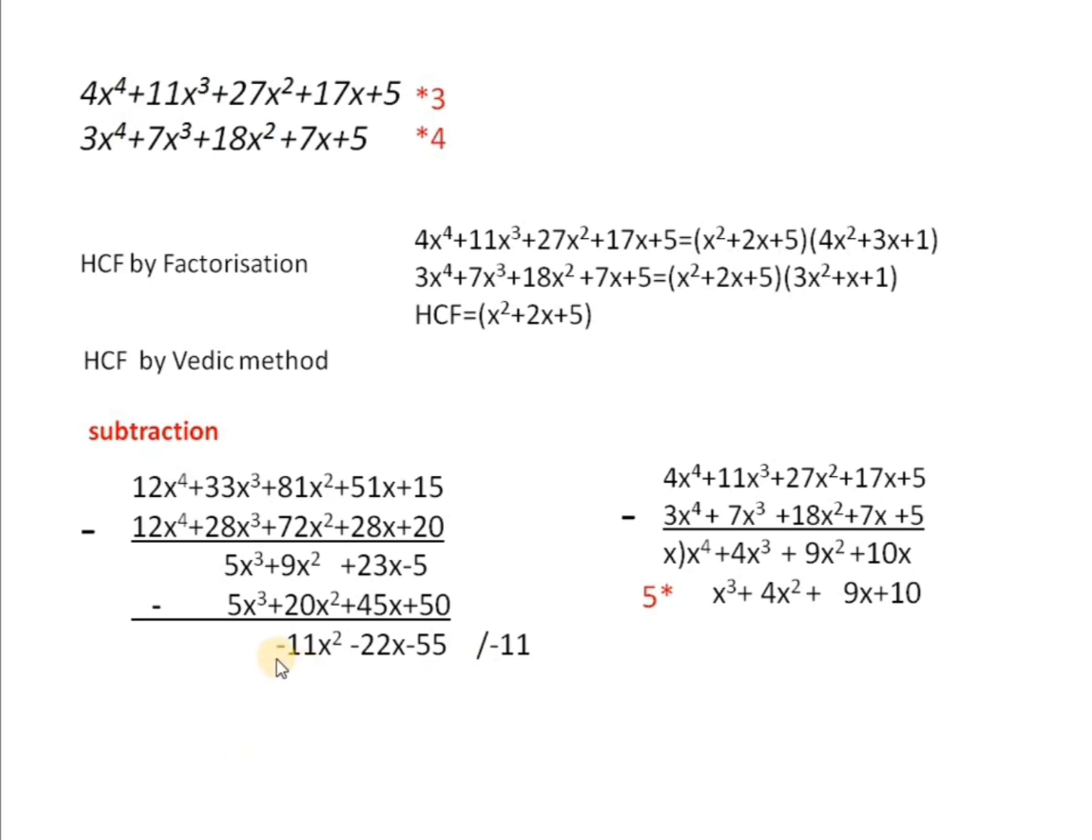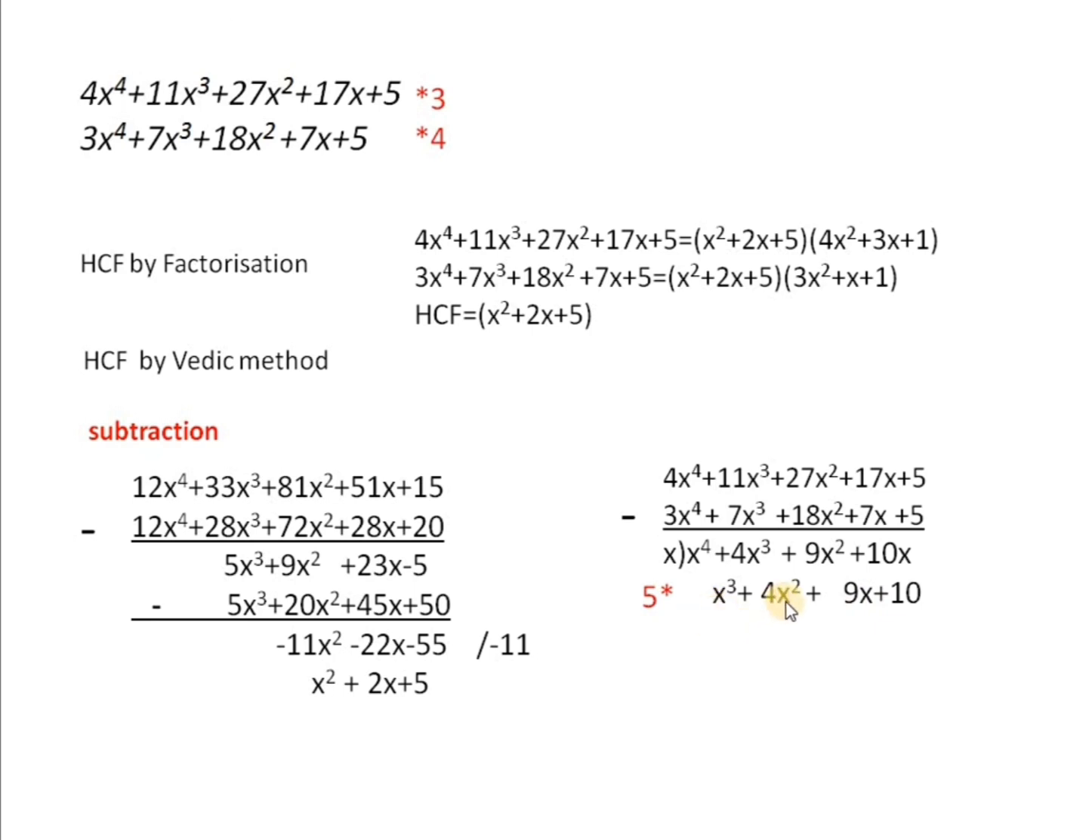You can observe that the minus 11 is common here. So we are going to divide this whole expression by minus 11. So we are left with x square plus 2x plus 5. This is our highest common factor, which we will confirm again.